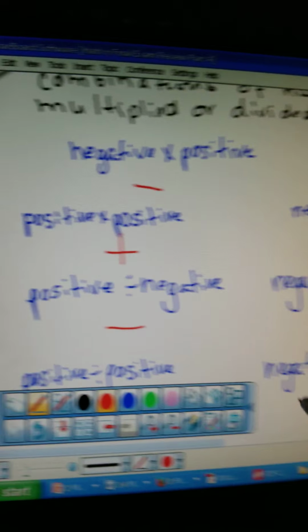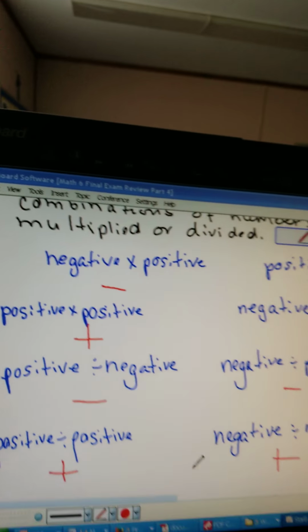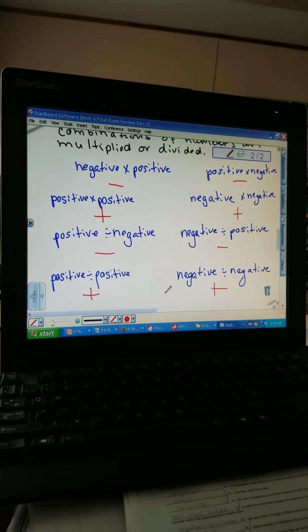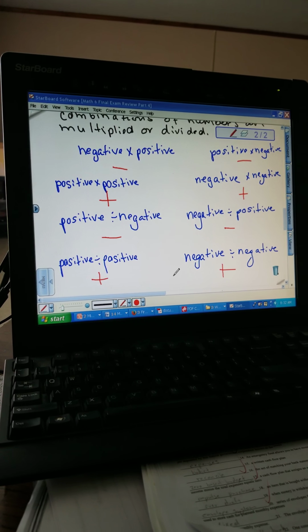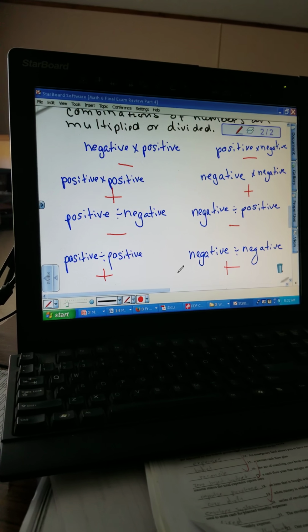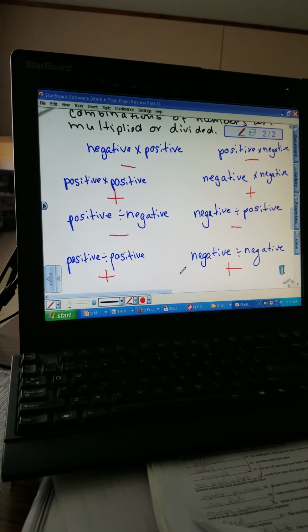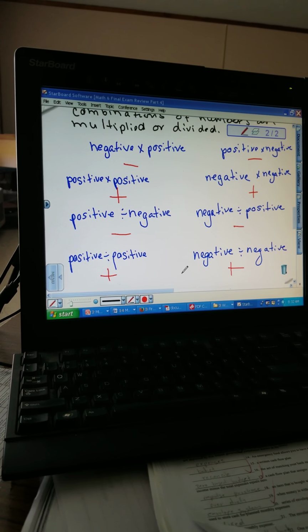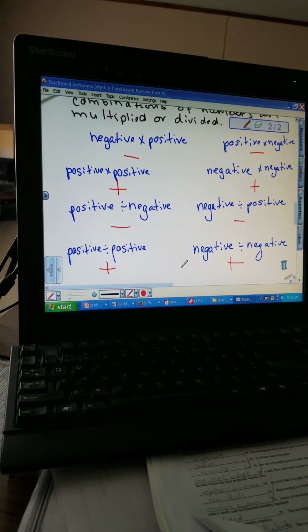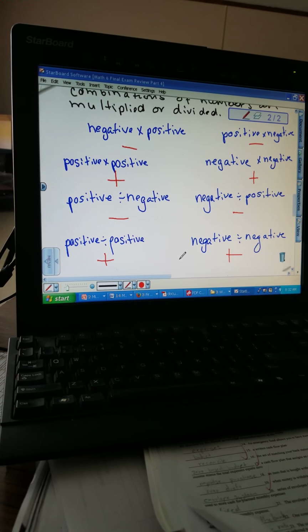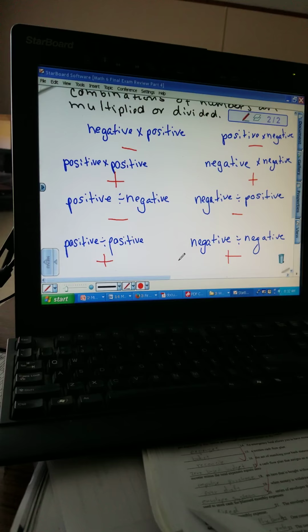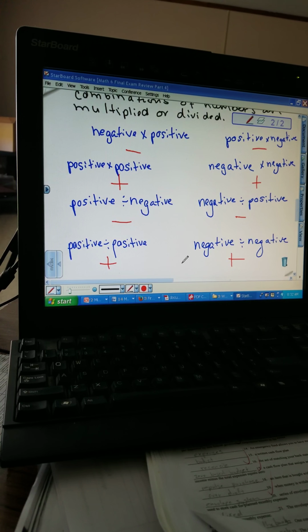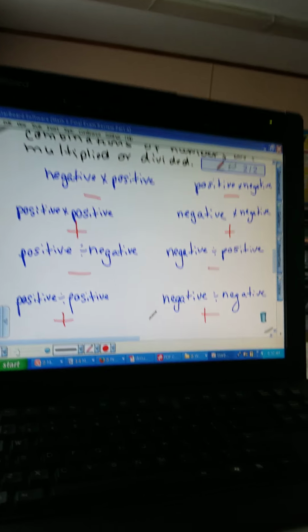So if you need to write it down, write it down. It is on the test, I promise you. All of these. So write it down. Negative times positive, negative. Positive times negative, negative. Positive times positive, positive. Negative times negative, positive. Positive divided by negative, negative. Negative divided by positive, negative. Positive divided by positive, positive. Negative divided by negative is positive.